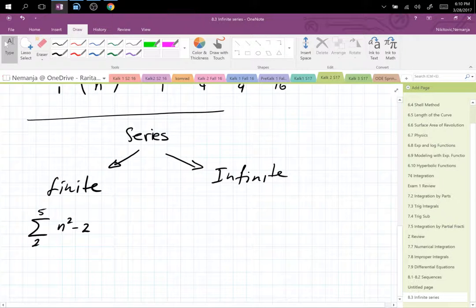So finite series are not interesting because they always converge and you can always write a 3-line code to add them regardless of how many finite terms they have. So we don't bother with finite series ever. So in this case, you would have 2 squared is 4, minus 2 is 2, plus 3 squared is 9, minus 2 is 7, plus 4 squared is 16, minus 2 is 14, plus 5 squared is 25, minus 2 is 23, and you add all of these numbers and you get the answer. So that's 46.